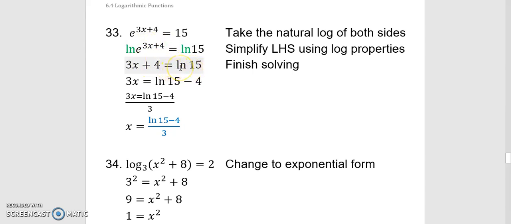We treat ln 15 like it's any other number because it actually is just a constant. It's some irrational number where we'll get a decimal, which is why we leave it in exact form when we're working through the problem. So from here, we'll subtract 4. We'll have ln 15 minus 4, and then we can just divide by 3. So we'll have x equals ln 15 minus 4 over 3.